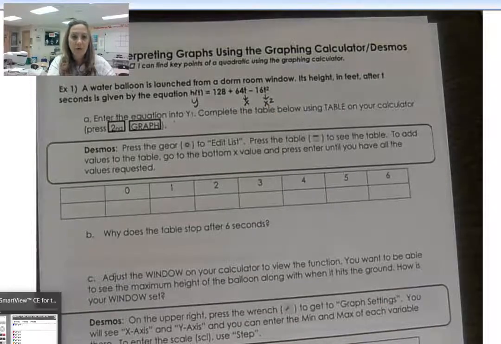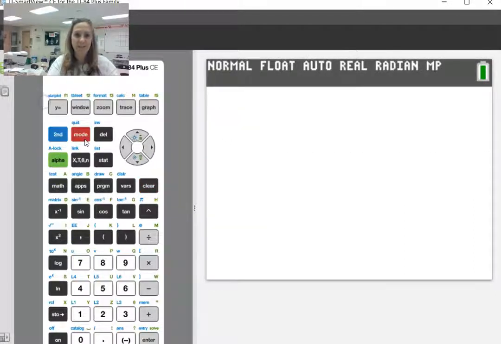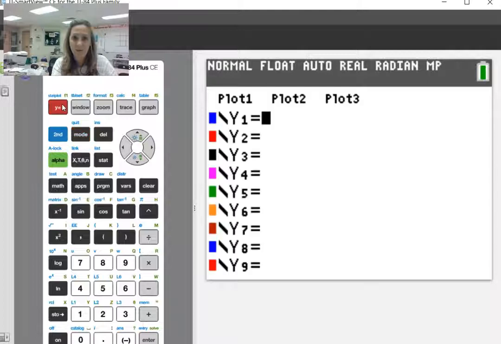So I invite you to go to your graphing calculator. If you're just on the home screen when you turn it on, to get to y equals, you simply go to the upper left and you hit the y equals button, and then you can enter in that particular equation. And then you just type it in.